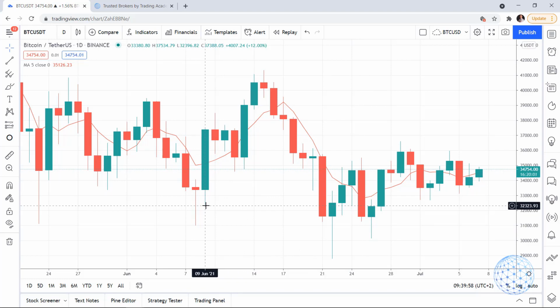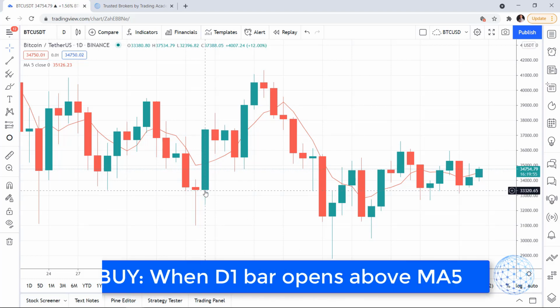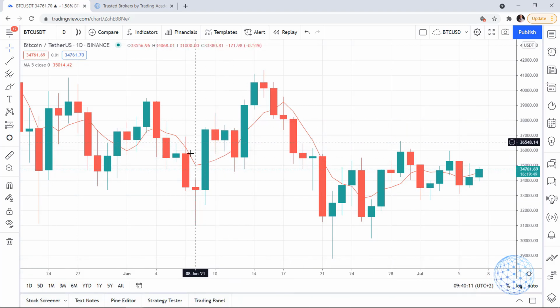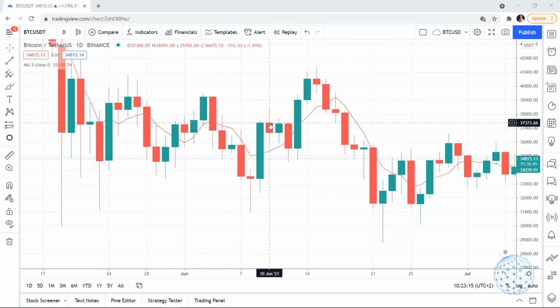We have a buy signal whenever the daily candlestick opens above the moving average. So for example, right here, this positive bar opened below the moving average, but the next one opened above the moving average. So here is our buy signal, or our entry where we have to buy Bitcoin. Now let me place a circle on it and I will put it on the opening of the bar.